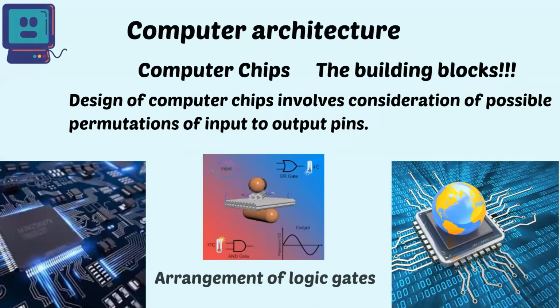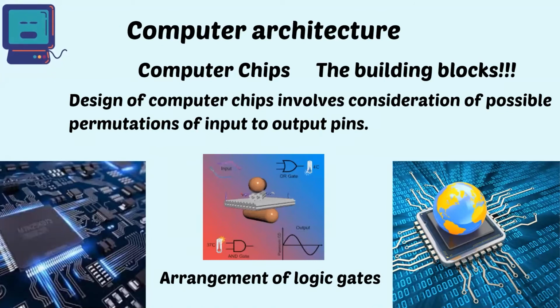Okay, so first we'll deal with computer architecture. So what is there in computer architecture? Architecture means the structure of the system. So we need chips, computer chips. We can call them the building blocks of the computer system or the computer architecture. So we need some output pins, input pins, some ICs and some logic gates for this purpose. So here also, we are using permutation and combination for the manufacturing or for the purpose of computer architecture. It's a part of the computer architecture.